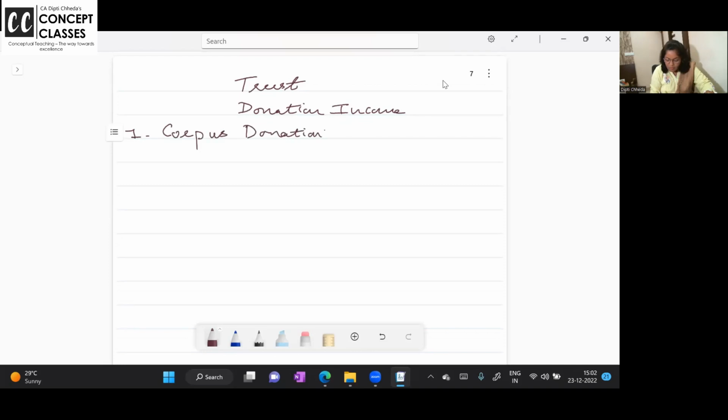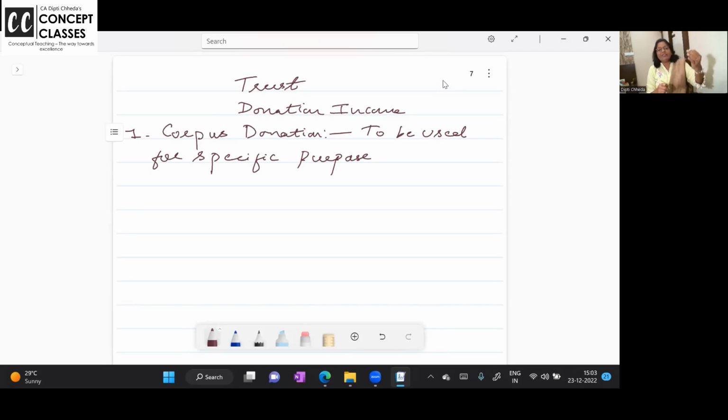Corpus donations are always received to be used for a specific purpose. Okay, it is just as good as capital brought in. So if it is a proprietorship, how proprietors and partners bring in capital. If it is a trust, and if the trust is accepting corpus donations, they are with a purpose. Corpus donations for building fund. If it is a school, college, corpus donations for library fund, for the lab fund. Like this, corpus donation is like a capital receipt.